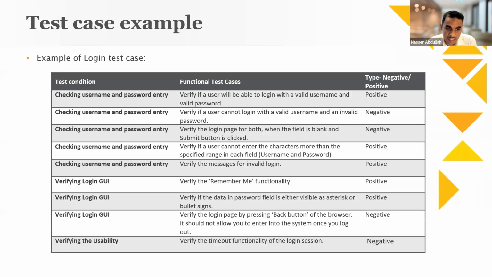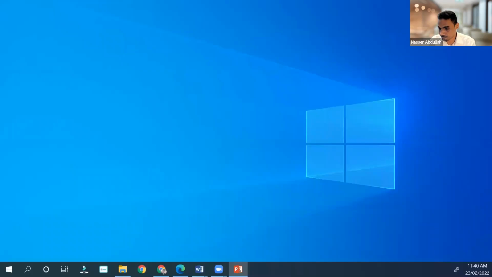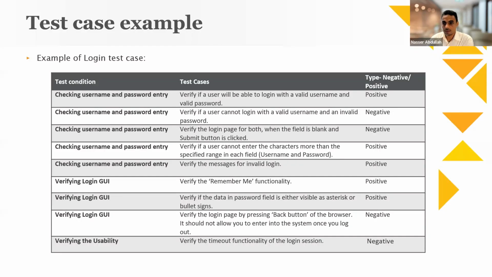So first we have to list the test conditions. What do we want to verify? This is also based on your requirement. Then after that, for each of these test conditions, we will write the test cases. So first we have to define the test condition. So here we have a test condition.